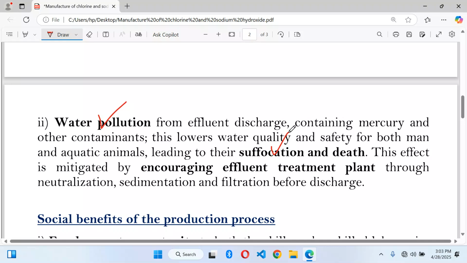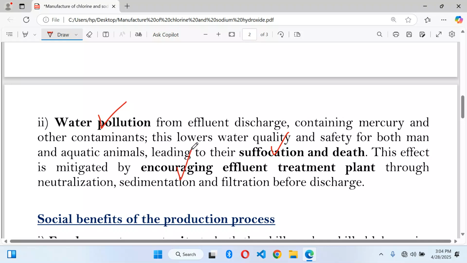So that is the effect. Now we don't end there. We continue to look at how we can mitigate. How do we mitigate this? So I'm saying that this effect is mitigated by encouraging effluent treatment plant through neutralization, sedimentation, and filtration before discharge.